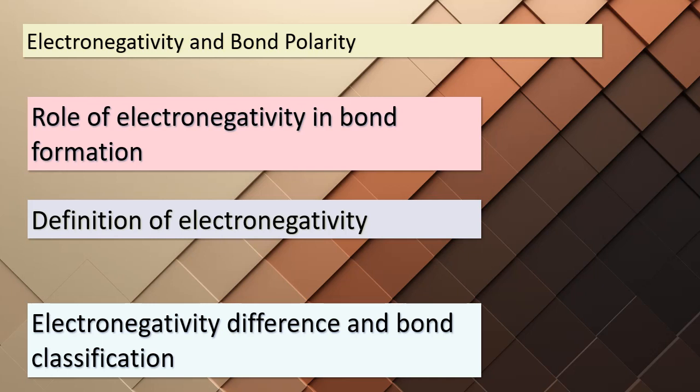Depending on the electronegativity difference, bonds can be classified as polar covalent or even ionic. This polarity influences the behavior of molecules, impacting properties like solubility and reactivity. So, you see, electronegativity isn't just a number, it's a force that shapes molecular interactions. Let's move forward to our next intriguing stop.